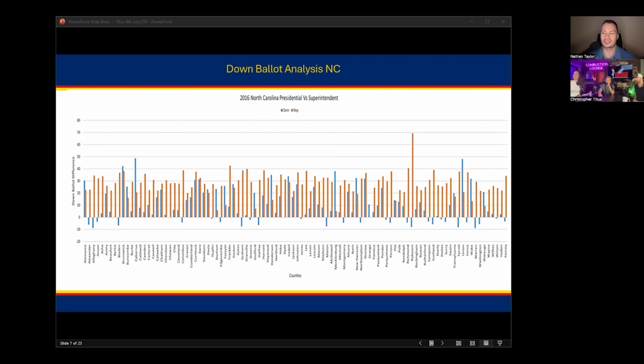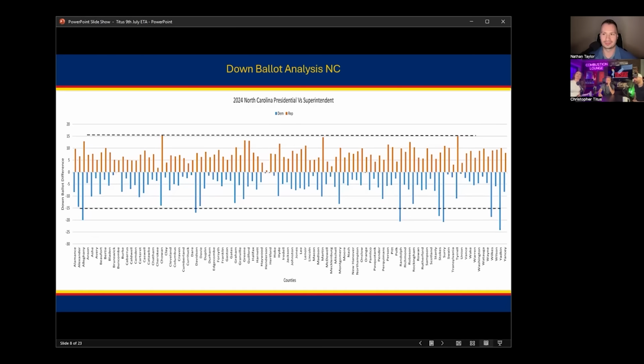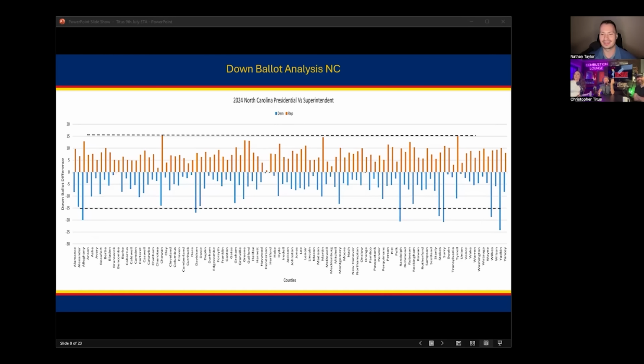Right. So we're going to show you North Carolina for 2024. I'll just let you guys look at this for a second. What the fuck? What? That's impossible. That's literally impossible. Especially, explain what you're seeing here.